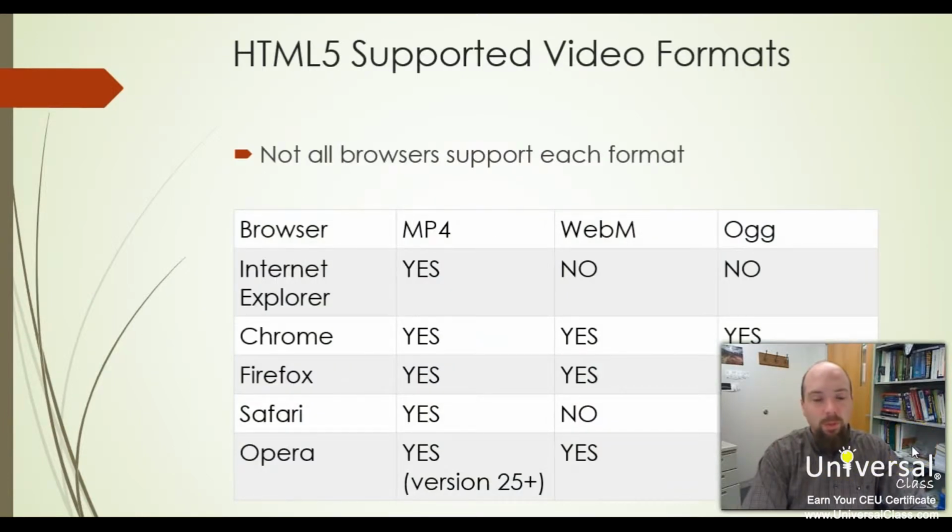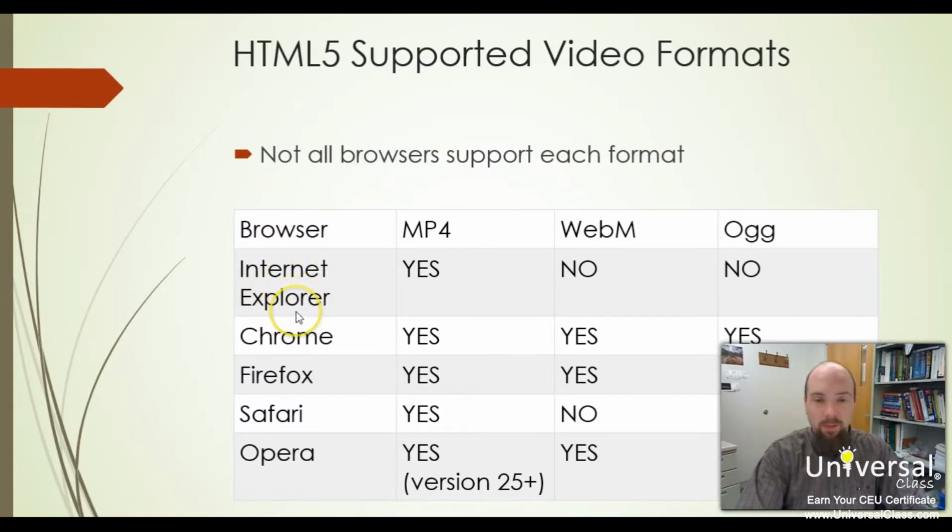Different browsers support different types of video formats. If you notice, Internet Explorer supports MP4, Chrome, Firefox, and Opera support the three major ones. You have MP4, WebM, and OGG. But if I want to get Safari to play an OGG file or WebM, I need an add-in. Same thing with the Internet Explorer. I need some sort of helper application installed.